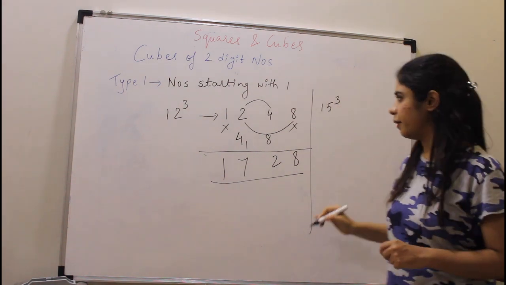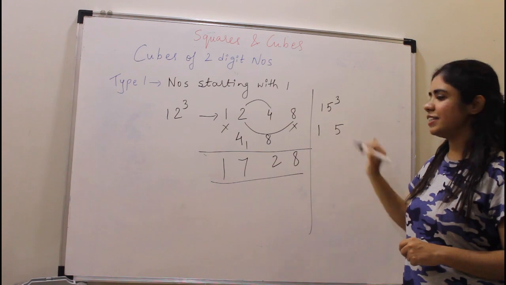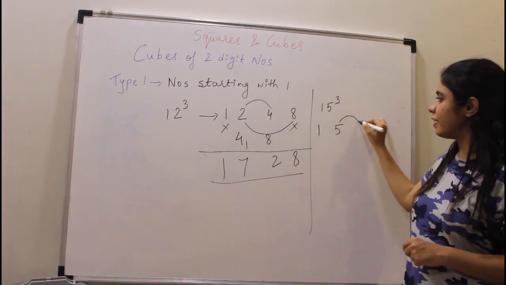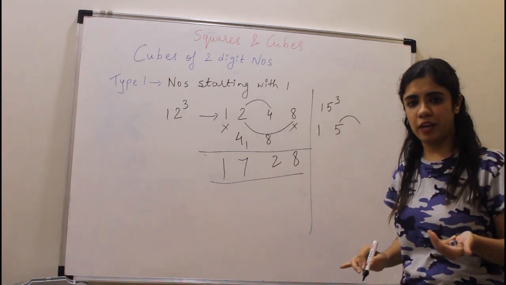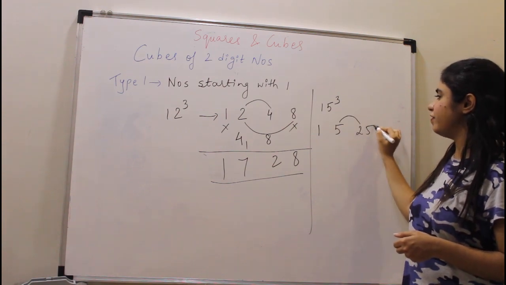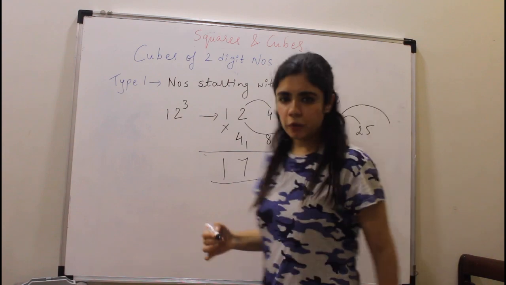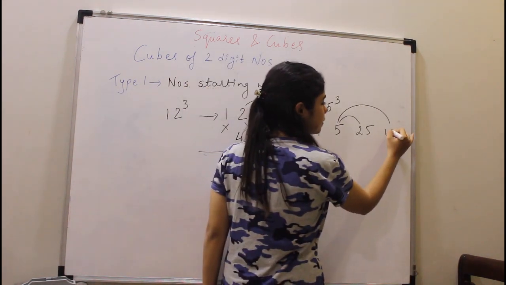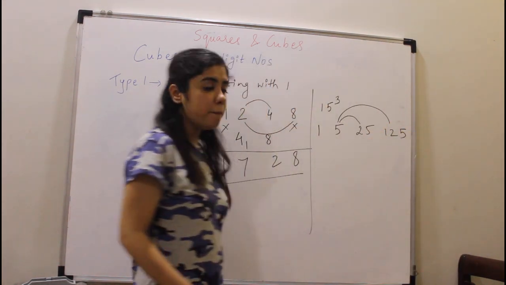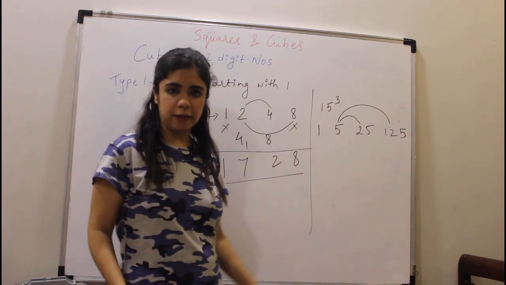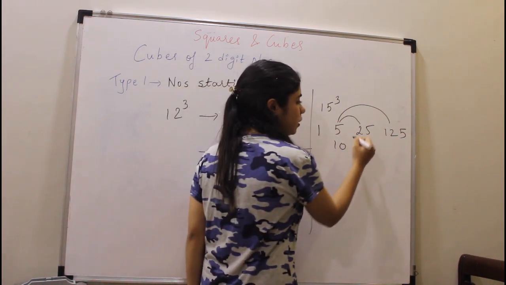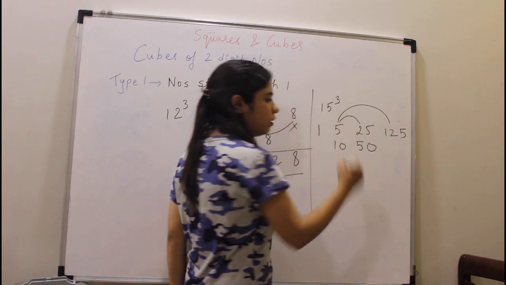15 का cube कितना है? 1, 5 as it is लिखोगे. 5 के right में you will write 5 square. 5 square is 25. Then उसके बाद you will write 5 cube. Now what is 5 cube? 5 cube is 125. Middle two numbers को double करना है. तो 5 का double हो जाएगा 10, 25 का double will be 50.